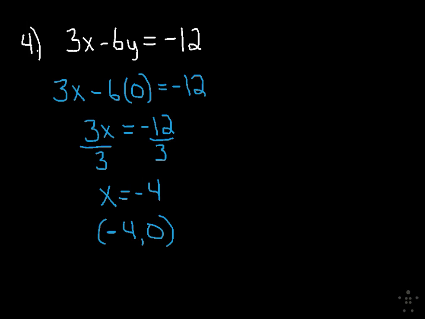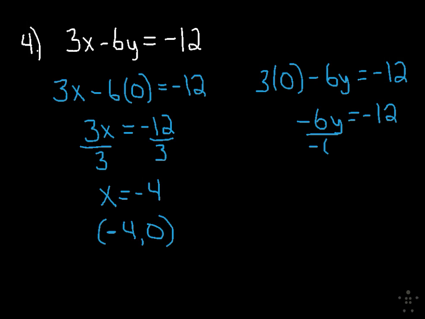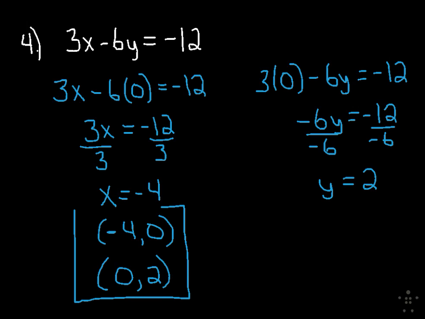0. Now to find the y-intercept, you let the x be 0, and then solve for y. So this gives me negative 6y is equal to negative 12. Divide both sides by negative 6, and I get y is equal to 2. So when x is 0, y is 2. So my x-intercept is (-4, 0), and my y-intercept is (0, 2).